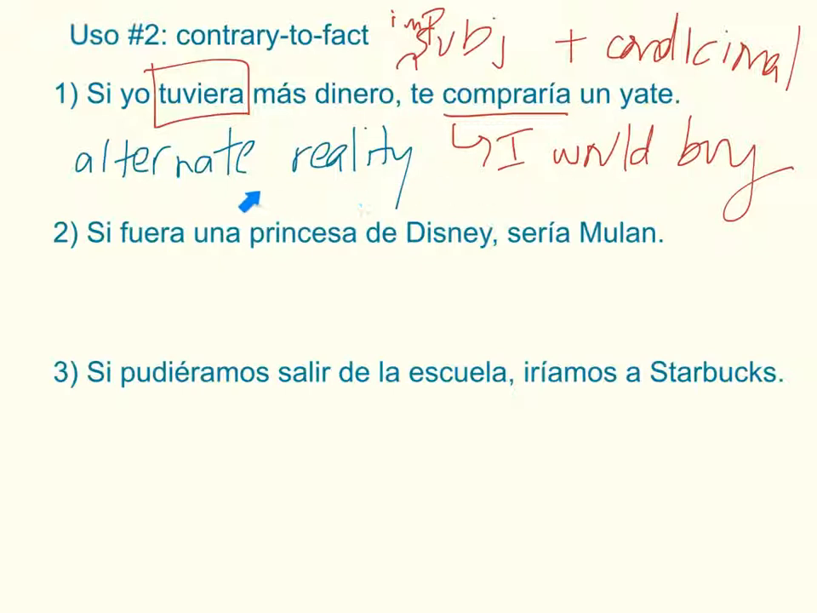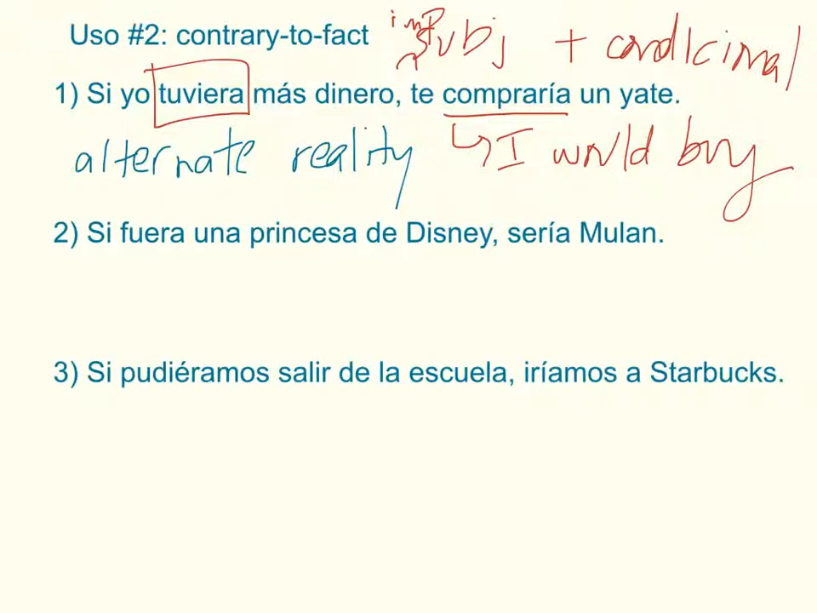So here we have the imperfect subjunctive in the first part, tuviera. And then the conditional is represented here, I would buy you a yacht. Altogether, si yo tuviera más dinero, te compraría un yate.